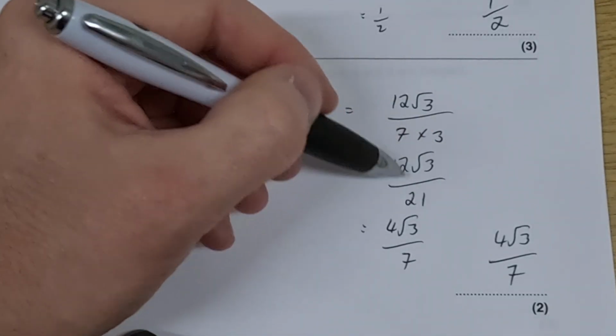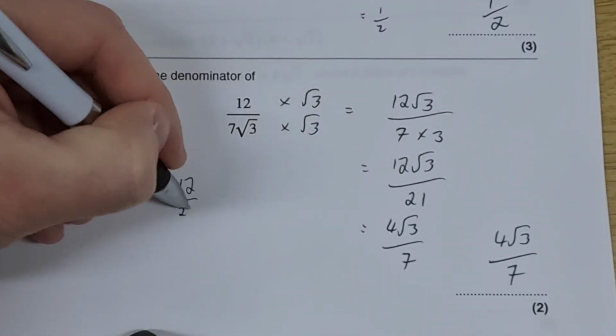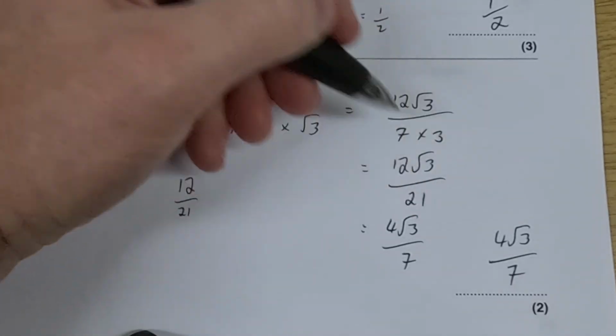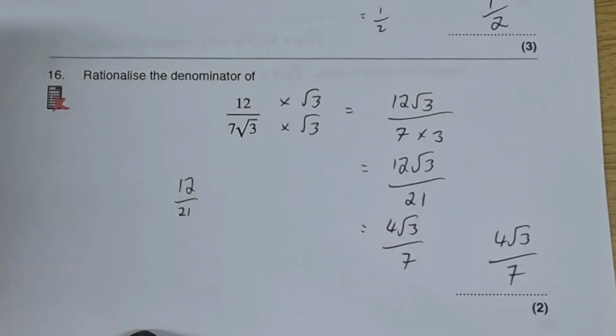Now you could just cancel down the 12 over 21 separately. Cancel that down and you get 4 over 7. But I just cancelled it down like that. So that's equal to 4 root 3 over 7. And that's it. Okay, let's look at our next question, question number 17.